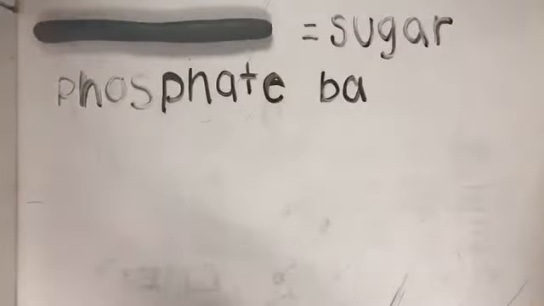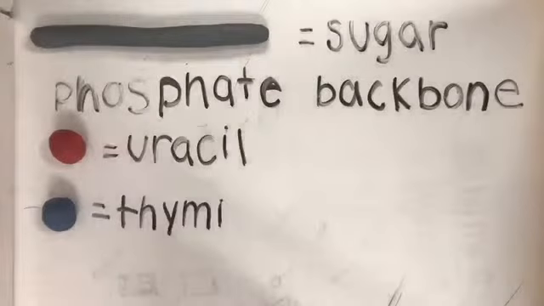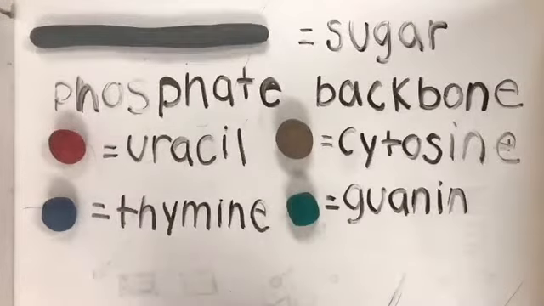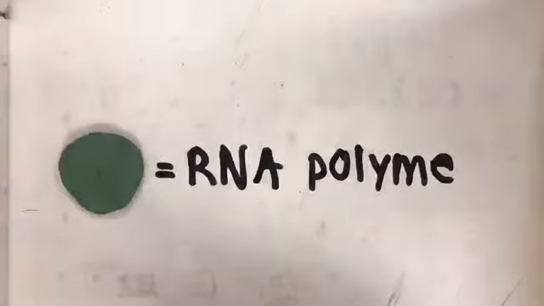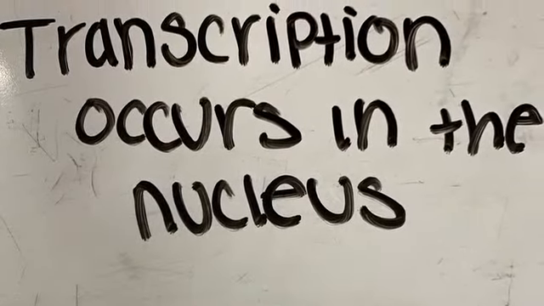Transcription and translation are the two main steps of the process of gene expression. There are 3 stages in transcription: initiation, elongation, and termination. Transcription occurs in the nucleus.